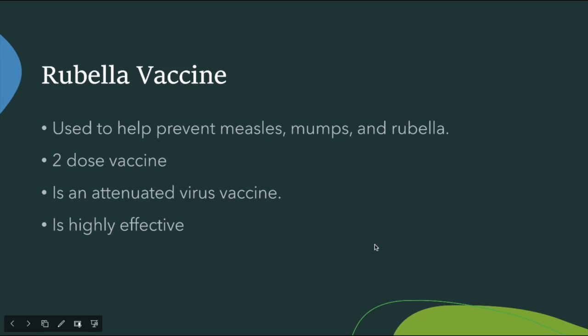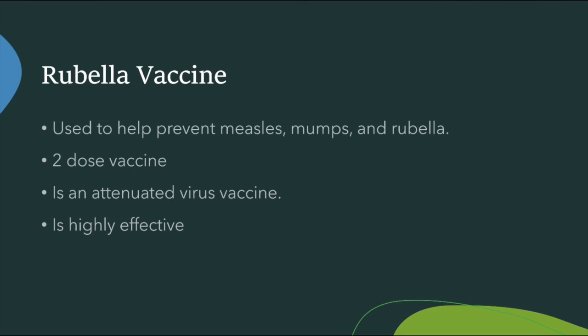Alright, a little bit about the Rubella virus vaccine. It's used to help prevent this disease in adults and children who are at least 12 months old. The first vaccine is usually given to a child who is 12 to 15 months old, and the second dose should then be given before the child starts elementary school.